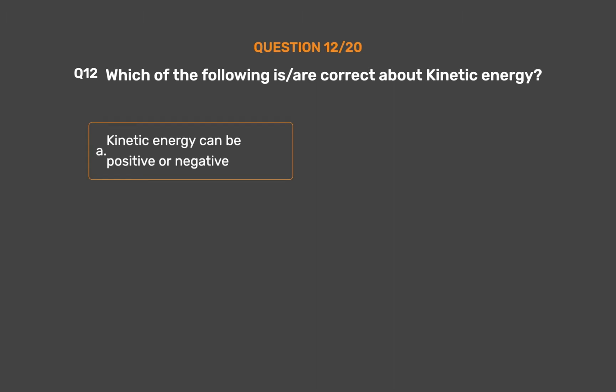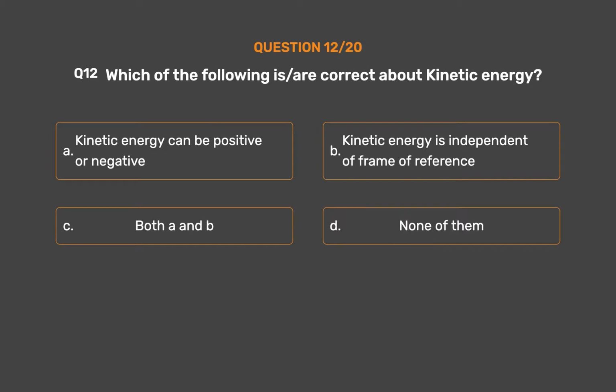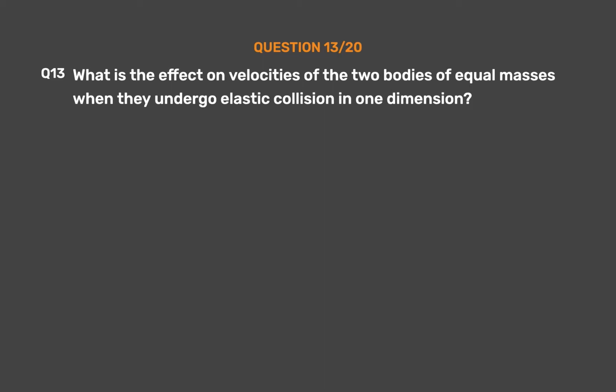Question number 12. Which of the following is / are correct about kinetic energy? Option A. Kinetic energy can be positive or negative. Option B. Kinetic energy is independent of frame of reference. Option C. Both A and B. Option D. None of them. The correct answer is Option D. None of them.